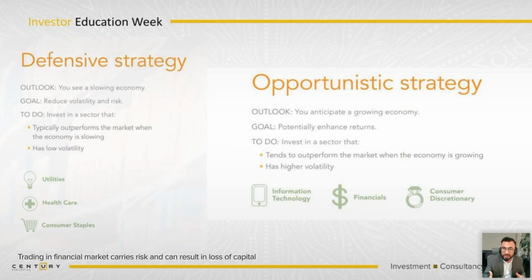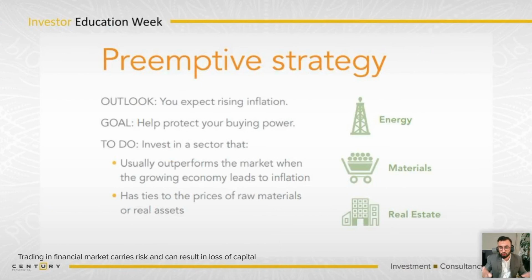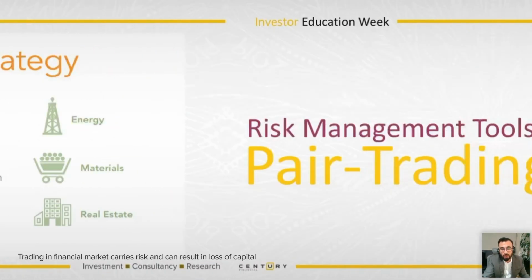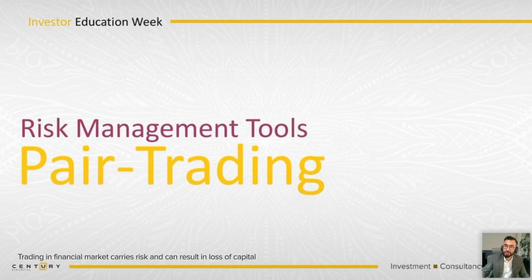If you want to be opportunistic, when you see a growing economy and you want to enhance your returns, you go for IT. You go for financials, because those things will have high volatility, but in a growing economy, you might make good money. Then if your strategy is to hedge against inflation, start investing into energy, material, real estate sectors. There is also something called market neutral or pair trading, which we are going to discuss during the strategies point, something which we can do tomorrow and day after.